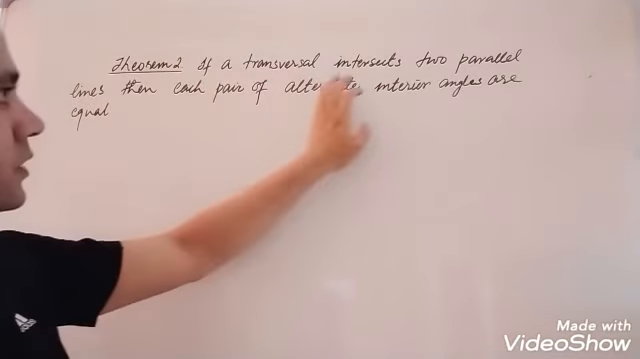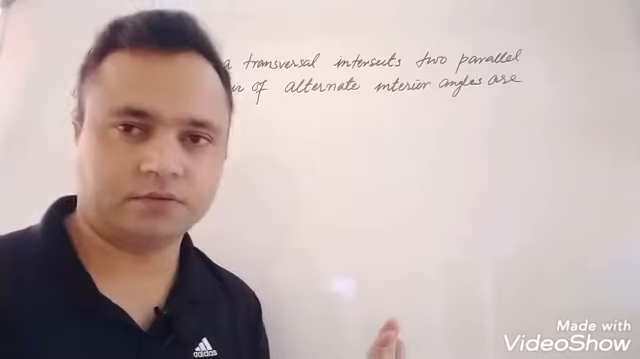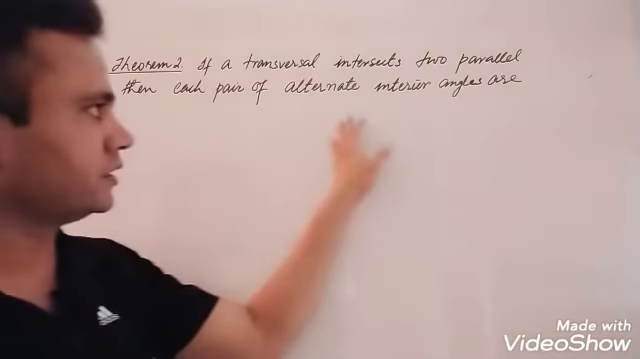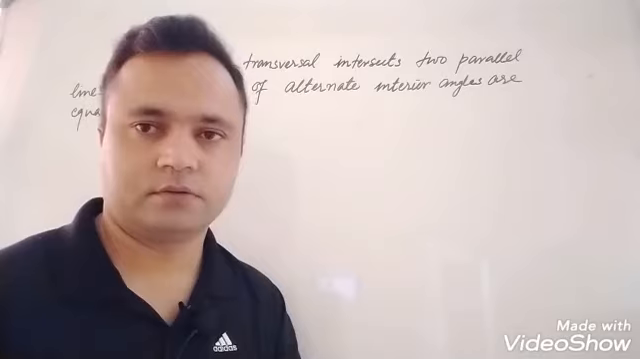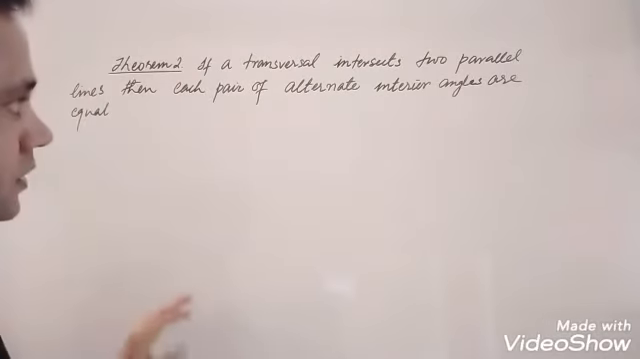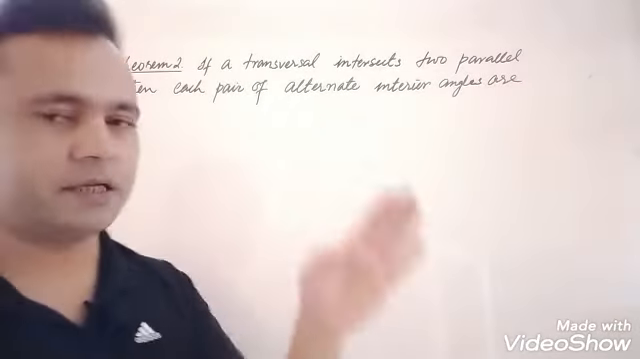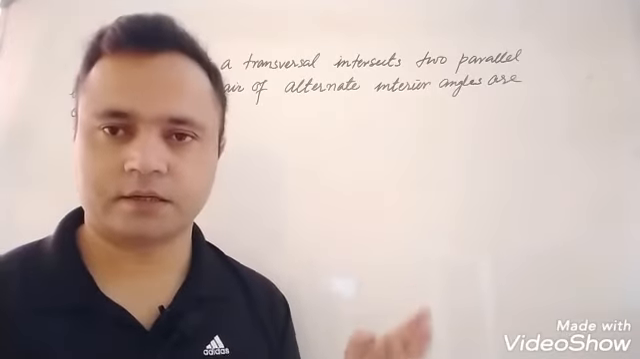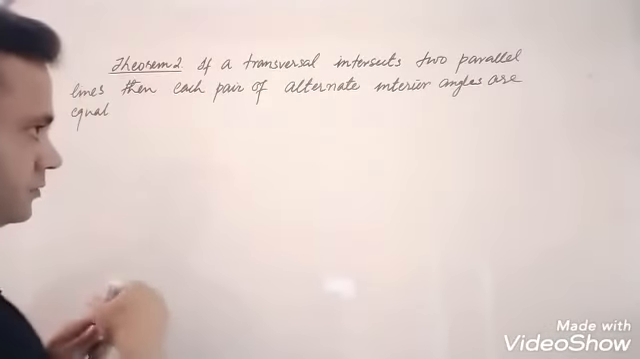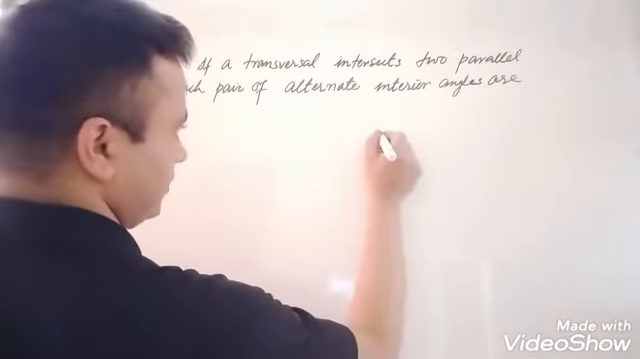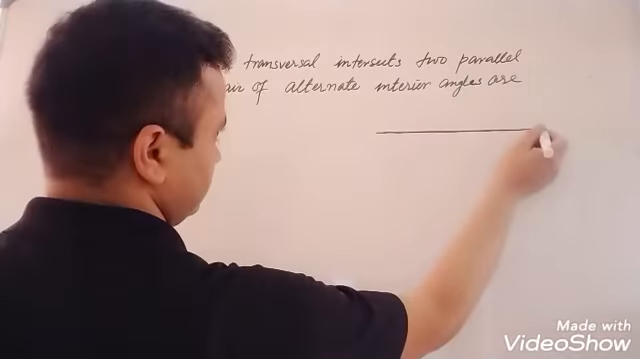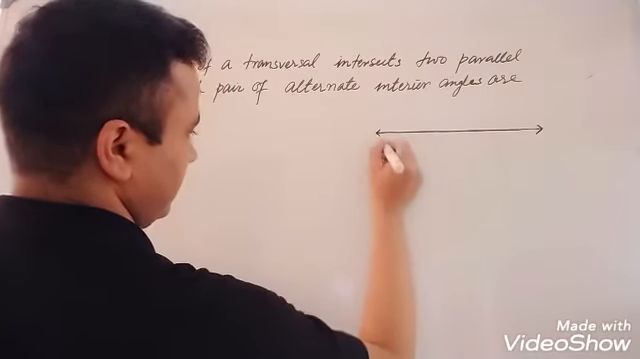If a transversal intersects two parallel lines, then each pair of alternate interior angles are equal. The transversal means one line intersecting with parallel lines. Suppose we have parallel lines.